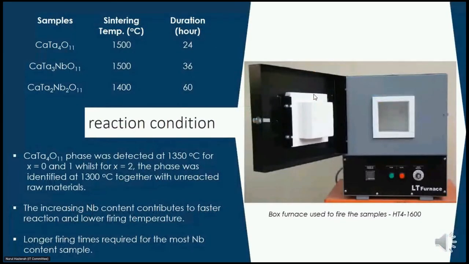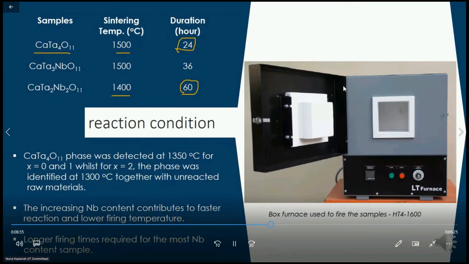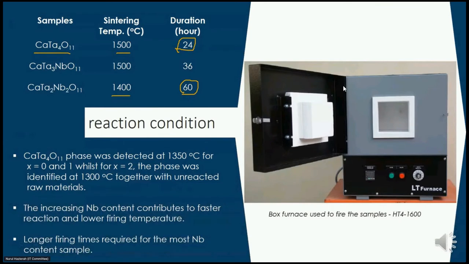As you can see from the table, the reaction conditions for each of the samples are different. For calcium tantalate, the sintering temperature applied is 1500, as well as for X equal to 1. But as the niobium content increased to 2, the sintering temperature is 1400, but the duration increased compared to X equal to 0. The calcium tantalate phase was detected at 1350 Celsius for X equal to 0 and 1, whilst for X equal to 2, the phase was identified at 1300 Celsius together with unreacted raw materials. So the increasing niobium content contributes to faster reaction and lower firing temperature. Longer firing times are required for the samples with the most niobium content.